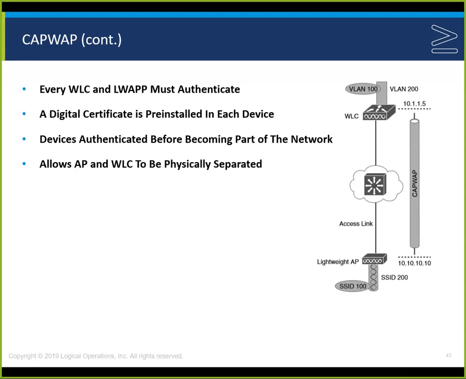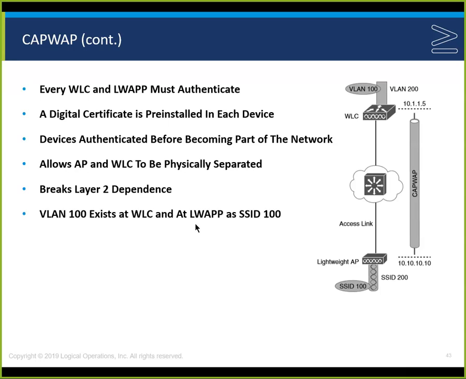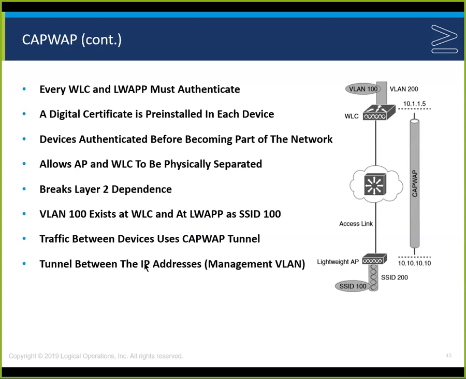The management IP here is going to be the 10.10.10.10 IP. The 10 network breaks the layer 2 dependence, and VLAN 100 exists at the wireless LAN controller and at the lightweight access point as SSID 100. This is again mapping the VLANs to SSIDs, or SSIDs to VLANs, whichever way you want to think about it. But when we connect to an SSID, we're going to put ourselves onto a particular VLAN.